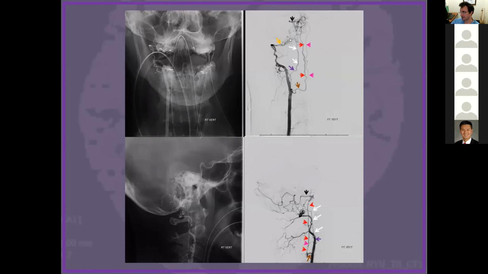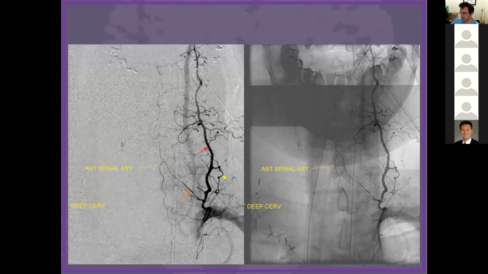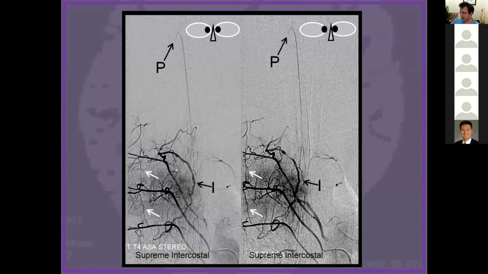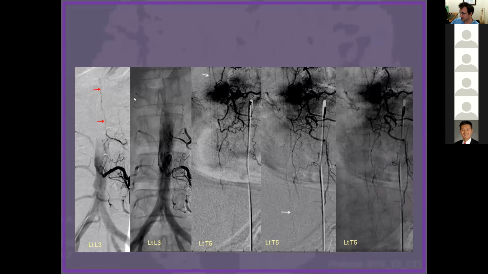So here's a person who has bilateral upper vert dissections, and so part of the reconstitution of her PICA is through the lateral spinal axis and the anterior spinal axis like this. Of course, everybody knows that the radiculomedullary arteries don't always come from the vert. They can come from the deep cervical, from the thyrocervical trunk just as well as the vert. And so that's something that's very basic, and we need to know that. So here's an example of that. The supreme intercostal, of course, just another vessel, can also do that as well.